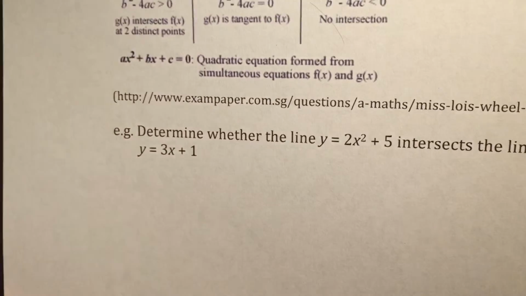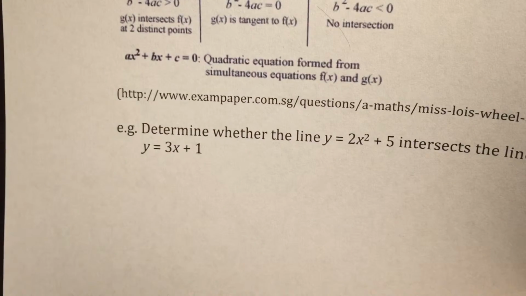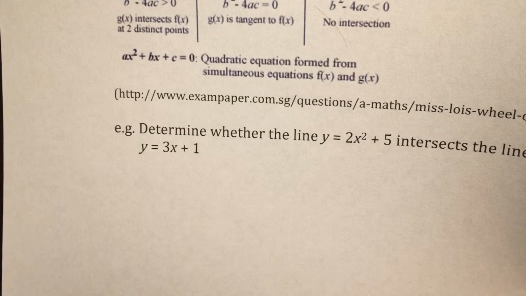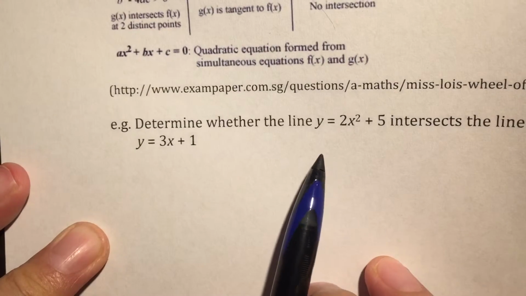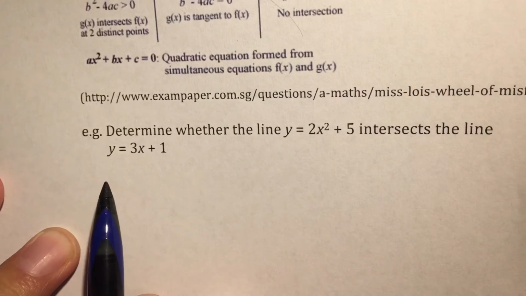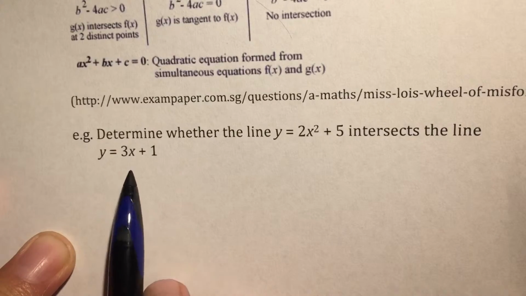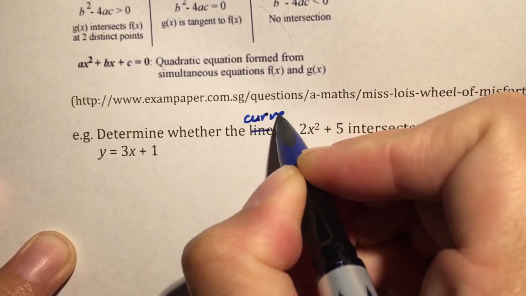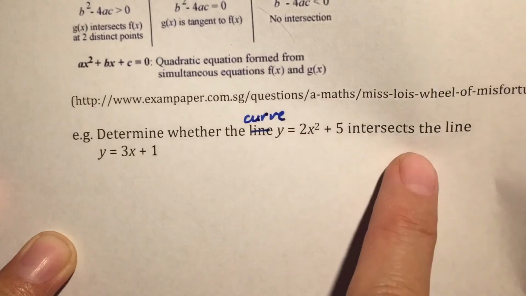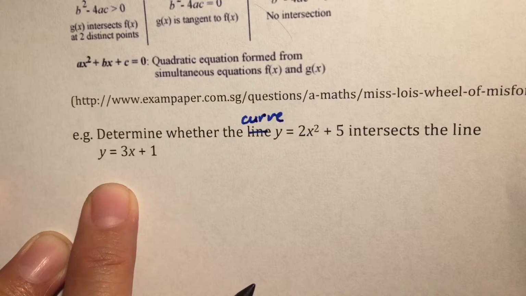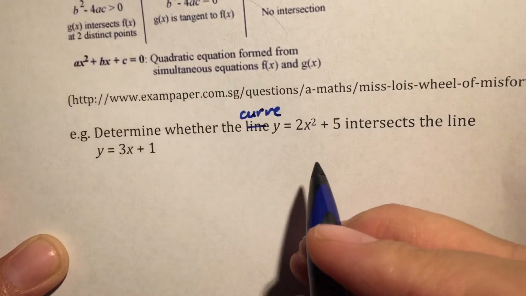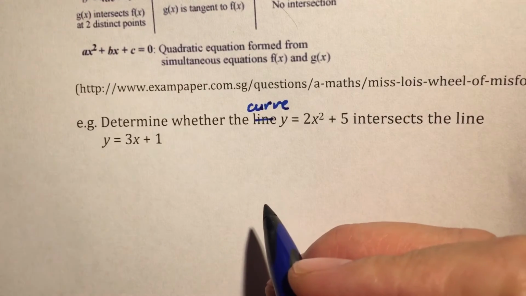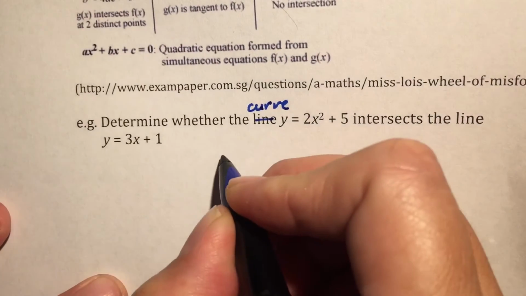Okay, so let's have a look at a particular question here. We are going to determine whether the line will actually cut the curve. So this is the line and this is the curve. Sorry, this one should be the curve. Determine whether the curve intersects the line y equals 3x plus 1. So what we're going to do is write out the 2 equations first, just like how you normally do for a simultaneous equation.